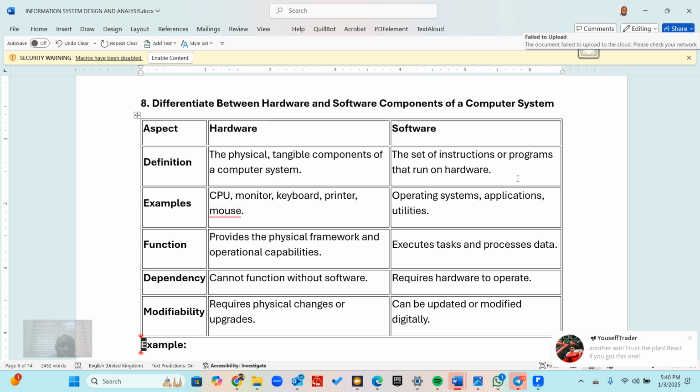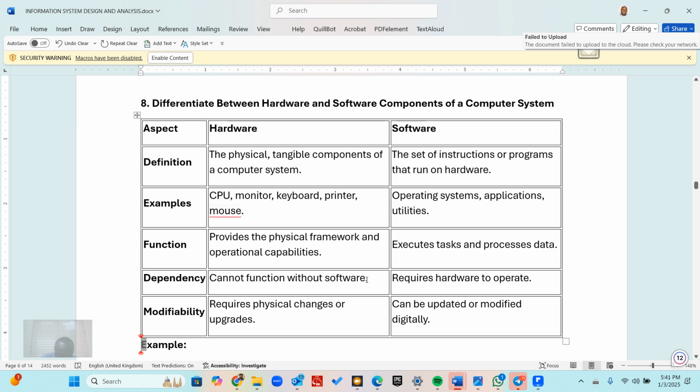So hardware is the physical and tangible components of a computer system. Examples: CPU, monitors, keyboard. Operating system, applications, utilities are examples of software. Functions: hardware provides a physical framework for operational capabilities. The software executes tasks and processes data. Dependency: hardware cannot function without software.